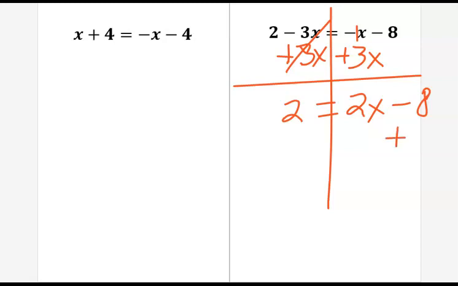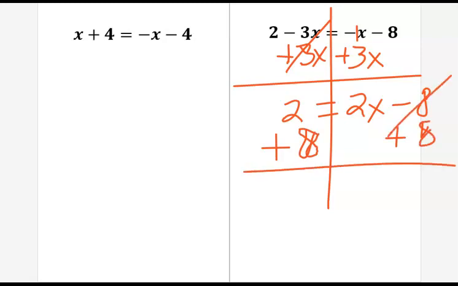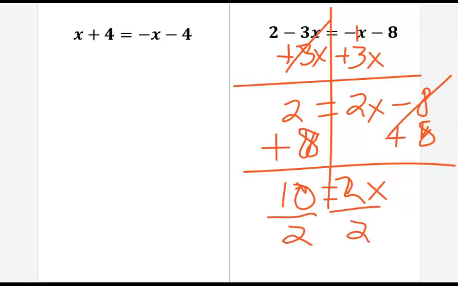I'm going to add 8 to both sides. Oops, sorry about my 8s. They're getting all funky. All right. 2 plus 8 is 10. 10 equals 2x. If I divide that by 2, I'm going to get x is 5.